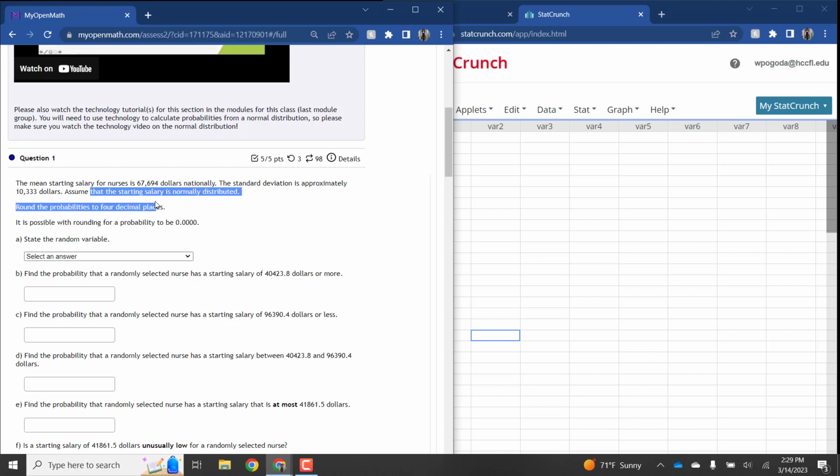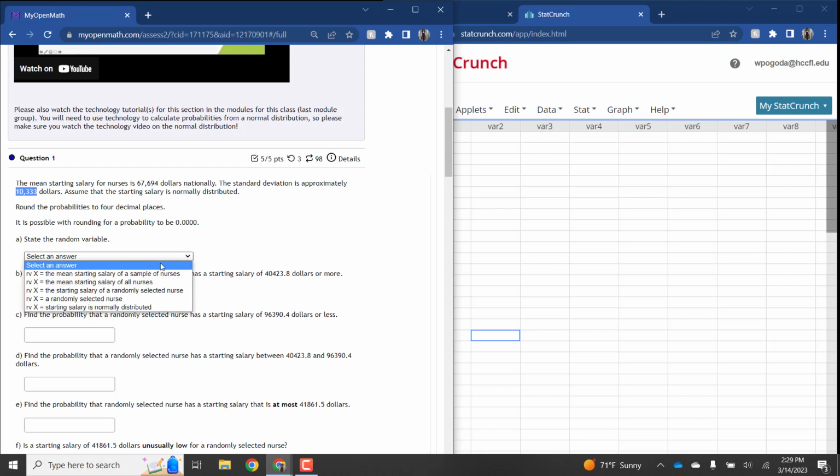All right, so that means we can use the normal distribution to do calculations, and we are going to need to write down or remember these numbers, that the average is $67,694 and the standard deviation is $10,333. We will need this when we're doing our calculations. Okay, so our variable here is going to be the salary of nurses. Sorry, not just the salary, it's a starting salary.